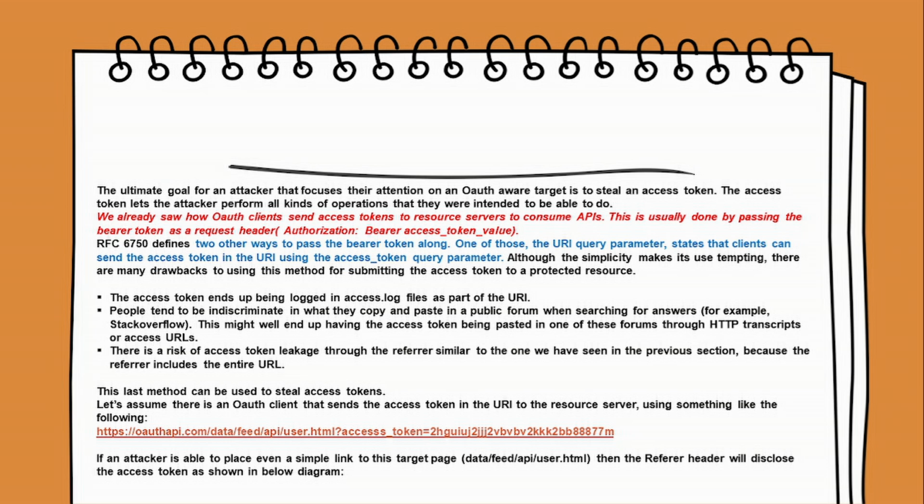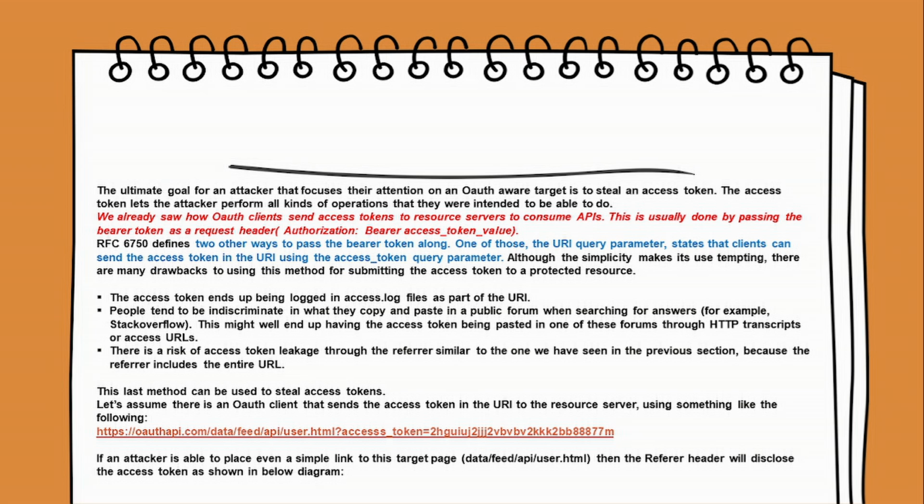There is a risk of access token leakage through the referrer, similar to the one we have seen in the previous section, because the referrer includes the entire URL. That means using the referrer, you can just get access to that access token. So you access one application, and when you're surfing to another, through the referrer, you can get access to that information. The access token, basically, if that is crafted in the URI as a query parameter. So this last method can be used to steal the access token.